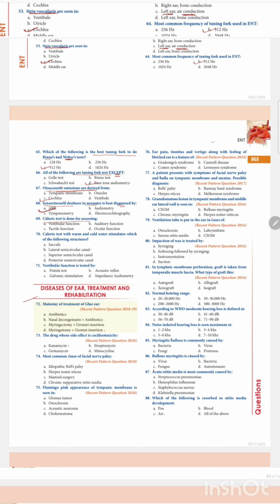Caloric test is done for vestibular function. Caloric test with warm and cold water stimulates which of the following structures? A. Saccule, B. Lateral semicircular canal, C. Superior semicircular canal, D. Posterior semicircular canal. Which one is correct? Lateral semicircular canal is correct.